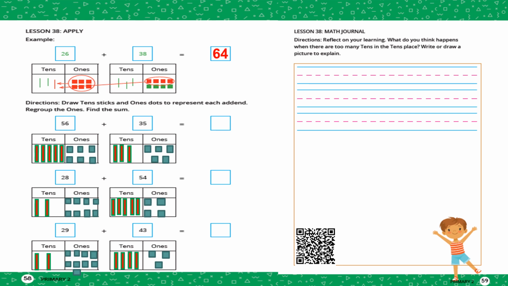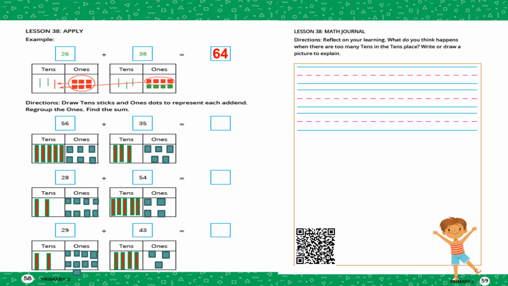Example number 2. 56 plus 35. How many sticks do we have? 5 sticks. How many small squares? 6 small squares. In 35, how many sticks do we have? 3 sticks. How many small squares do we have? 5 small squares.